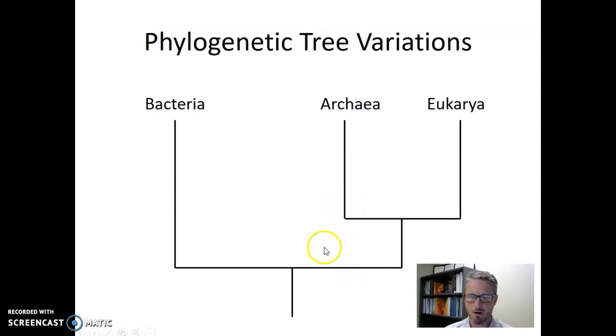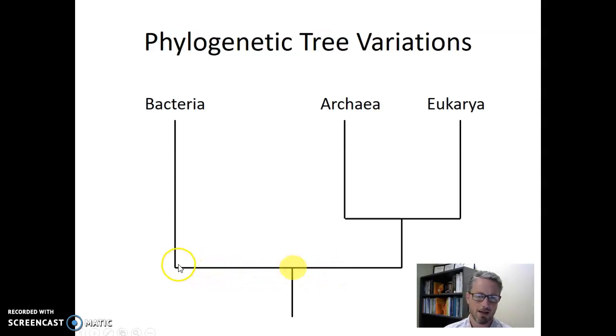And so in this one, all the lines are perpendicular to one another. Everything's at a 90-degree angle. But again, it tells us the same thing. So if we start at the bottom, at the root, and come upwards, we hit this branch point where one line diverges to the left and another to the right. So there's one branch point here.